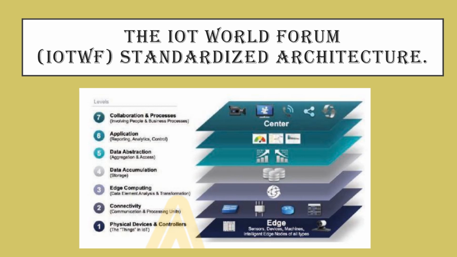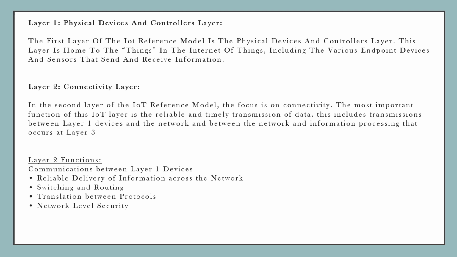This architecture has a total of 7 layers, which we'll discuss in the next slides. This is the main diagram, and it has 7 layers. The first layer, the bottom layer, is the physical device and controller layer. This layer is the home for the things of the Internet of Things, and includes the various endpoints, devices, and sensors that send and receive information.